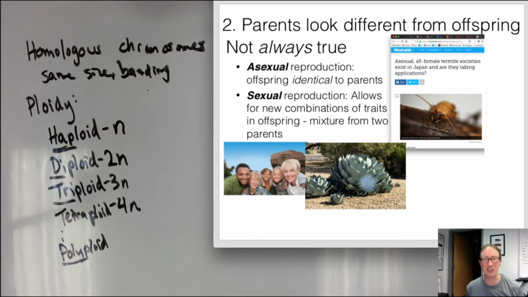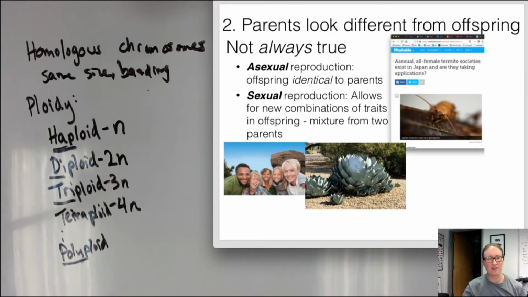Okay, now I want to actually put a little caveat on what I said a minute ago about parents looking different from their offspring, because this isn't actually always true. We can divide types of reproduction into 2 major forms, depending on the organism and the context. So many organisms reproduce using asexual methods. So A means without. And organisms that reproduce asexually have offspring that are identical to the parents.